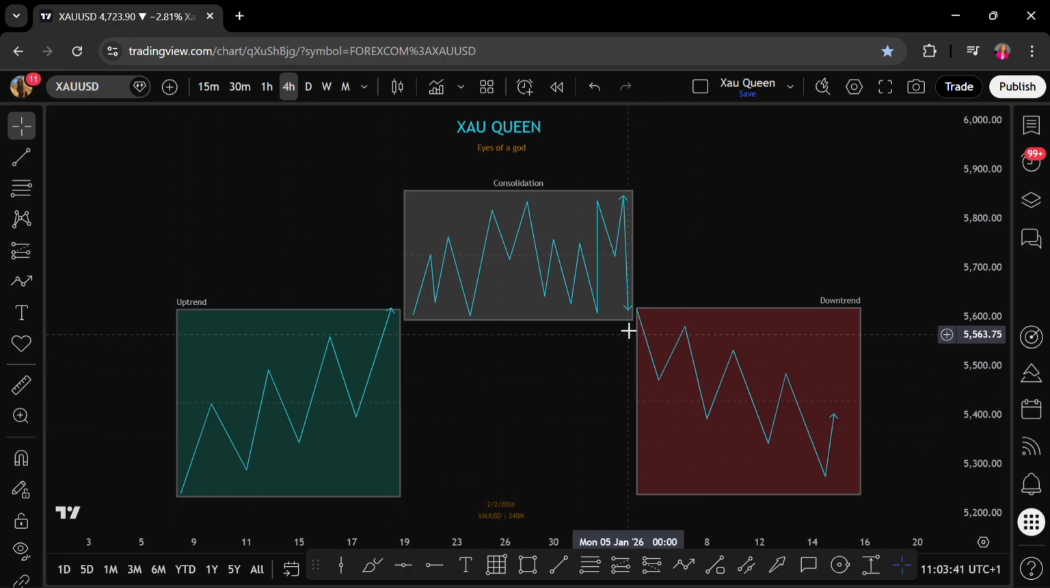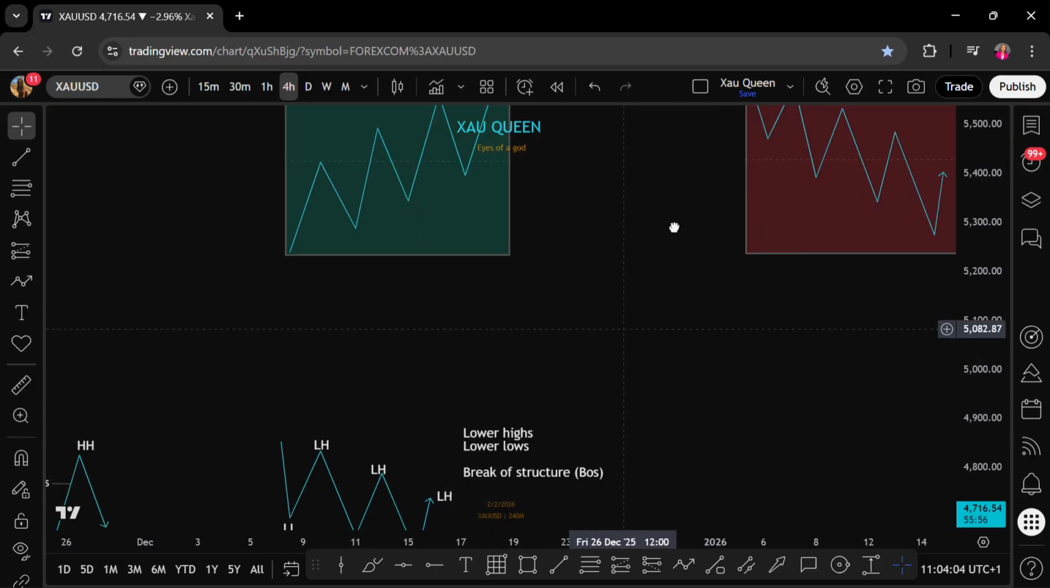Now, in the downtrend too, you can see this is a low, this is a high. You can see that this high did not take out this one, but instead this low took out this low. Remember, in an uptrend, our lows don't take out each other. It's only the highs that take out each other. Now, in a downtrend, the lows take out each other, while the highs don't take out each other. Do you understand? Let me show you.